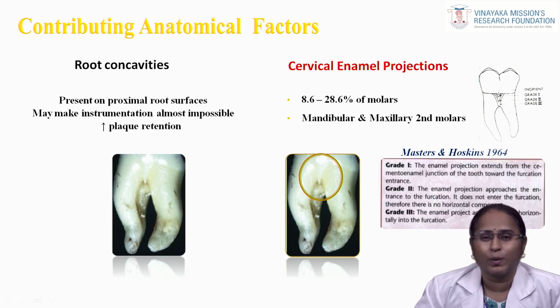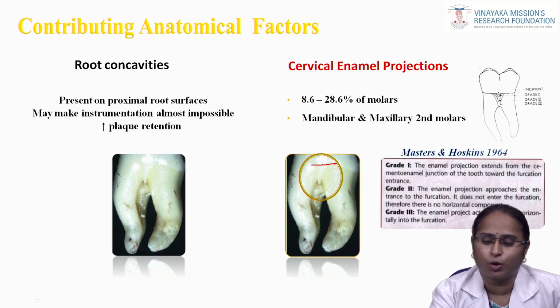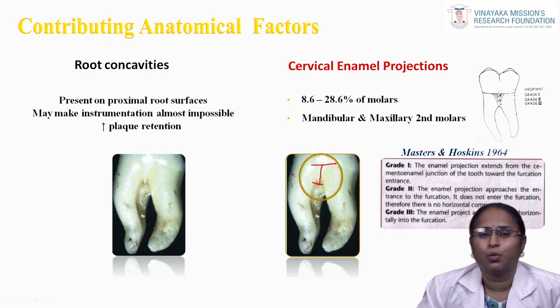Whereas cervical enamel projections are developmental anomalies which extend from the cemento-enamel junction towards the furcation area. They are more common in maxillary and mandibular second molars, which leads to plaque retention, periodontitis and furcation involvement.